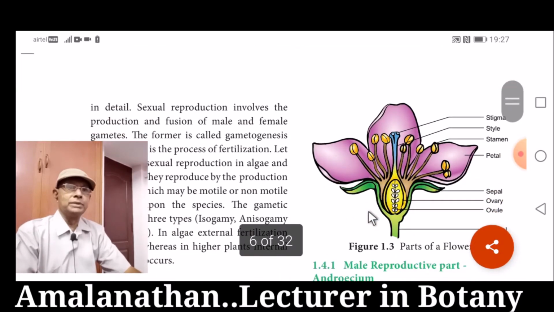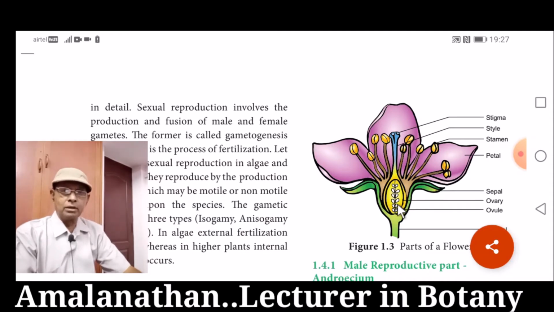Now we have to see the floral parts. In a flower, there are 4 parts present. They are considered as the floral parts. According to morphologists, a flower is a highly condensed shoot meant for reproduction. As I told you, a flower has 4 whorls, 4 parts. Number 1, calyx. Number 2, corolla. Number 3, androecium. And number 4, gynoecium.